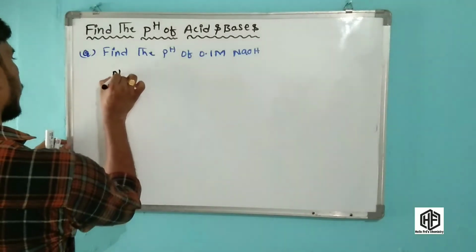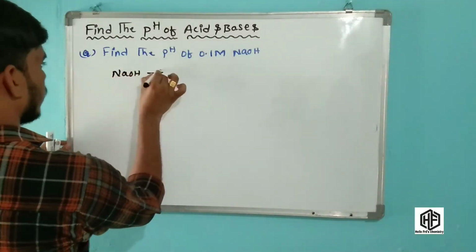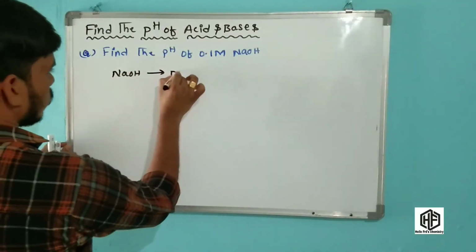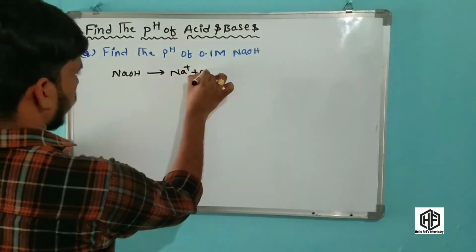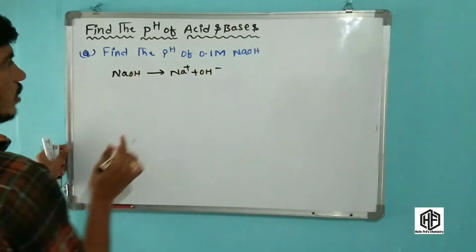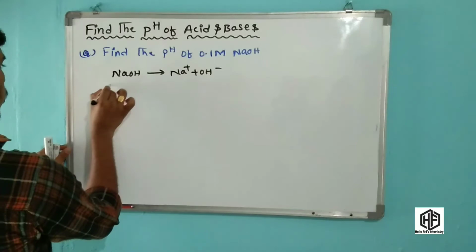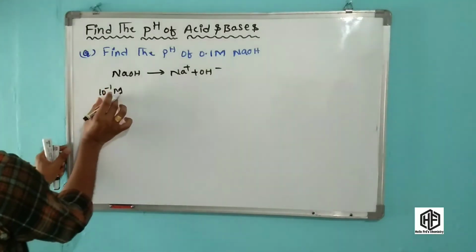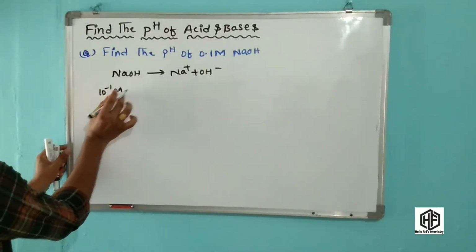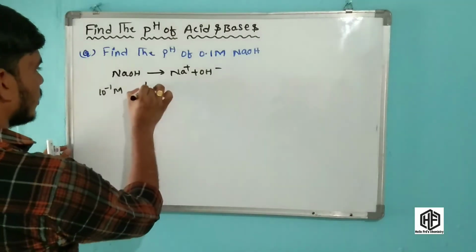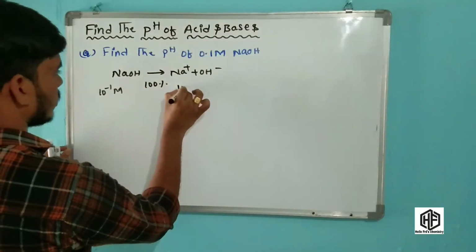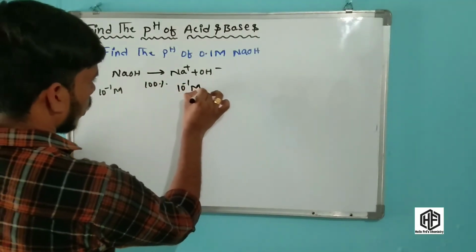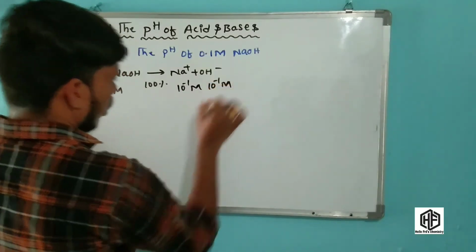Now NaOH is a strong base. It dissociates into Na plus and OH minus. 0.1 molar means 10 to the power of minus 1 moles is present initially. At that time, it is 100% dissociated, so the concentration of Na plus is 10 to the power of minus 1 molar and the concentration of OH minus is 10 to the power of minus 1 molar.